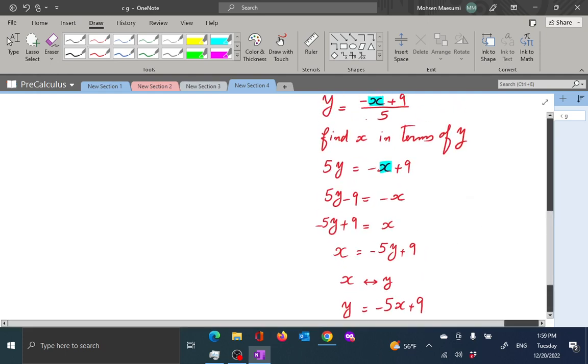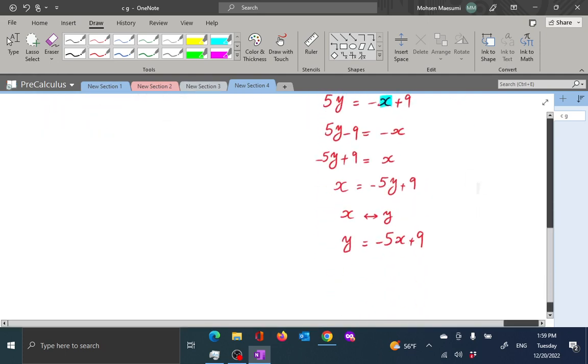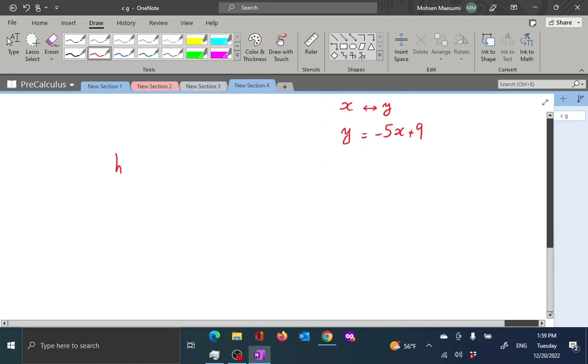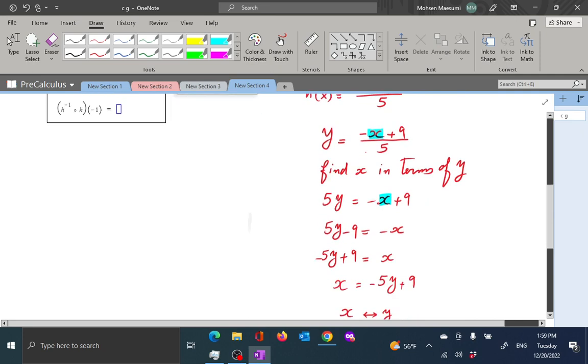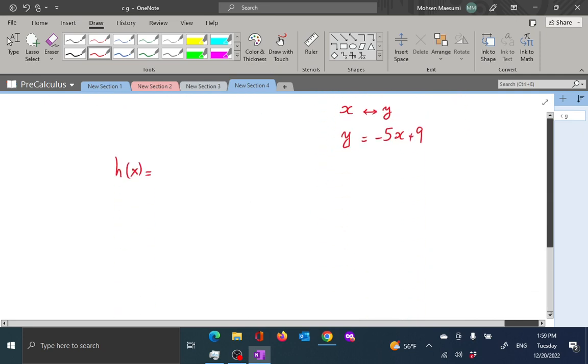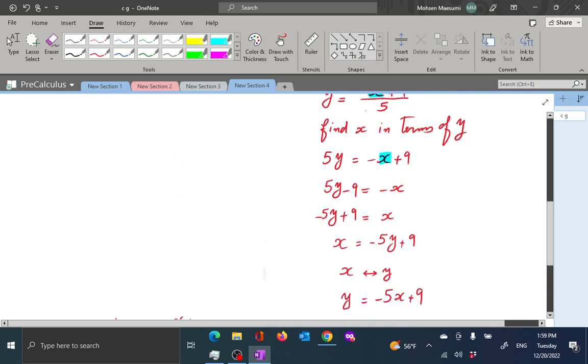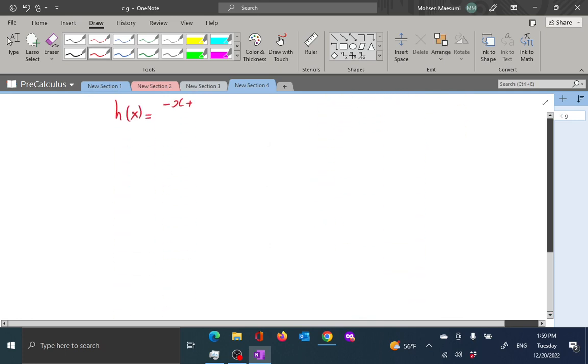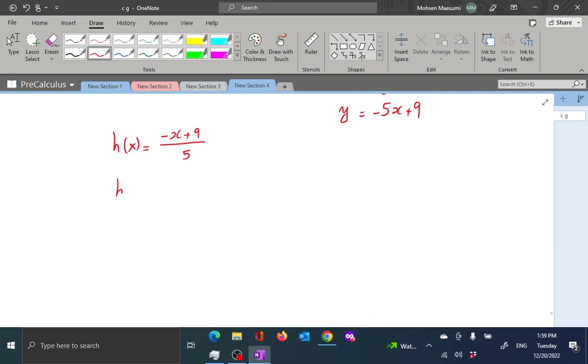So what we had at the beginning, let's write h of x. At the beginning we had h of x. You remember we had minus x plus 9 over 5. What we find here is the inverse of it. H inverse of x is what we got here, minus 5x plus 9.